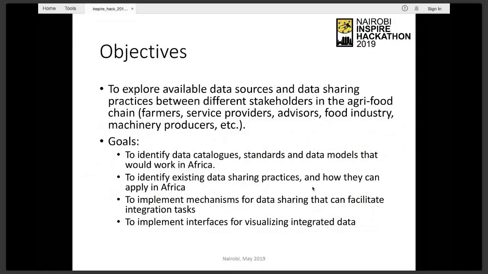And finally, this is very important, we want to implement interfaces for visualizing the integrated data.